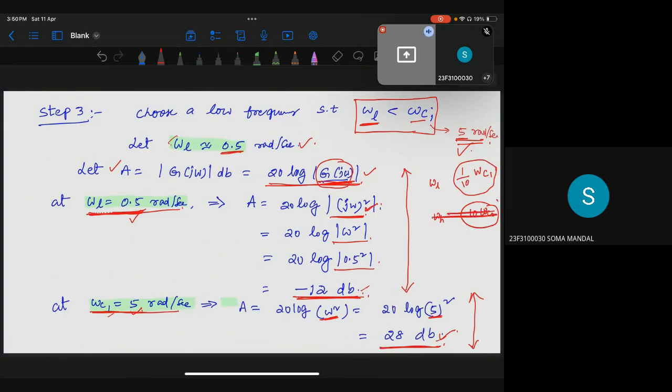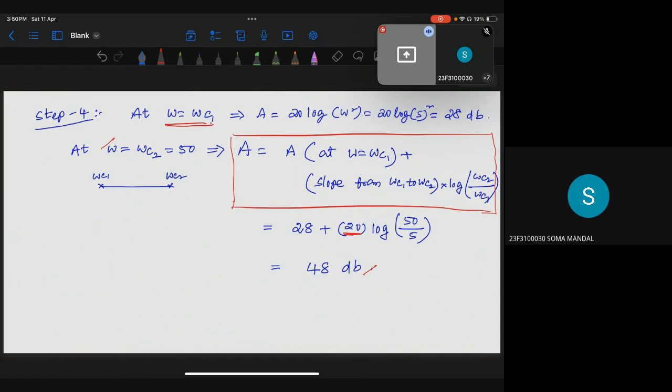Yeah. The next, omega C1 equal to 5, we have already calculated. Now this is the starting. Next step is omega C2 equal to 50. Am I correct? Yes. Next, sir. Then what you are doing is something like this. Can anyone tell me what this is?